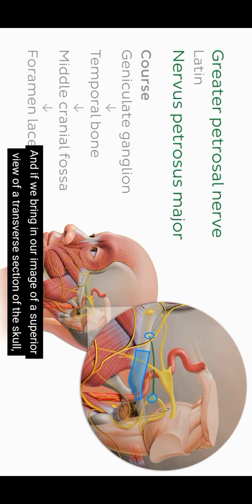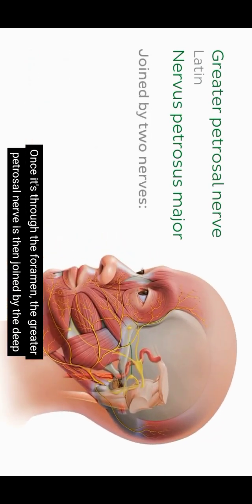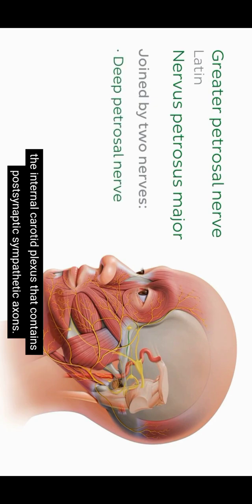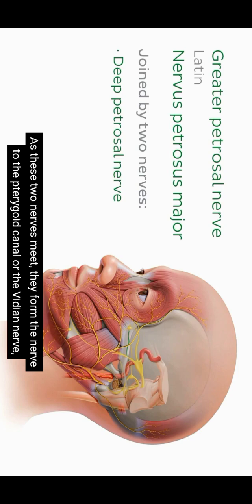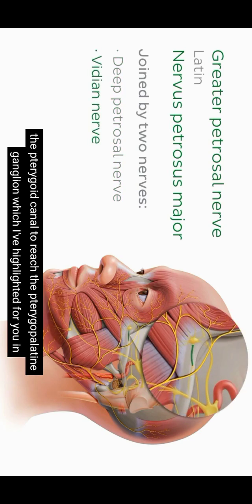And if we bring in our image of a superior view of a transverse section of the skull, we can see the foramen lacerum highlighted in green. Once it's through the foramen, the greater petrosal nerve is then joined by the deep petrosal nerve, which you can see in this image. And the deep petrosal nerve is a branch of the internal carotid plexus that contains postsynaptic sympathetic axons. As these two nerves meet, they form the nerve to the pterygoid canal, or the Vidian nerve, which you can see is this little green highlight here in this magnification, and passes through the pterygoid canal to reach the pterygopalatine ganglion, which I've highlighted for you in blue.